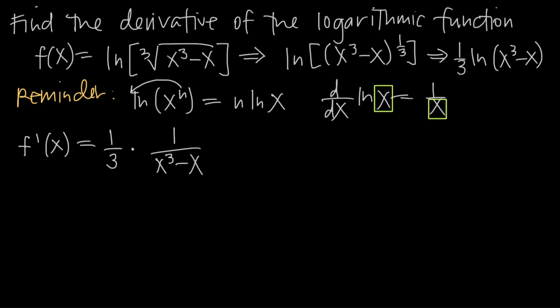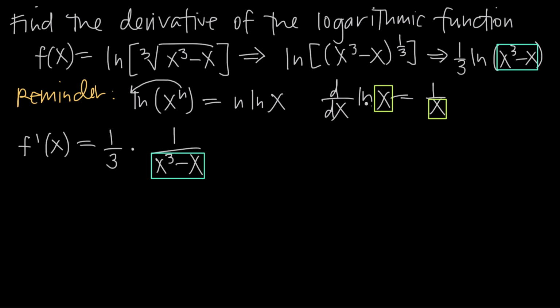Well, in our case, we have x cubed minus x inside of our natural log. That's going to go to the denominator, where the numerator is 1. But now we have to remember to apply chain rule, because chain rule tells us that we can't just ignore this inside function. We actually have to multiply by the derivative of the inside function.